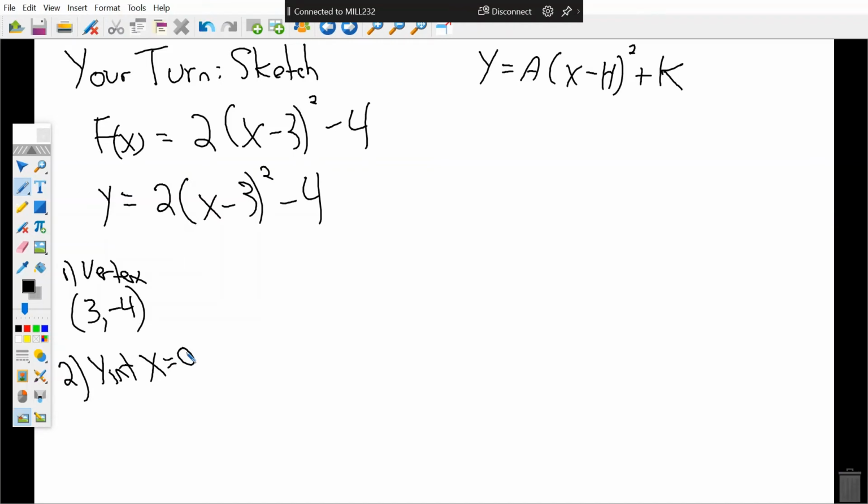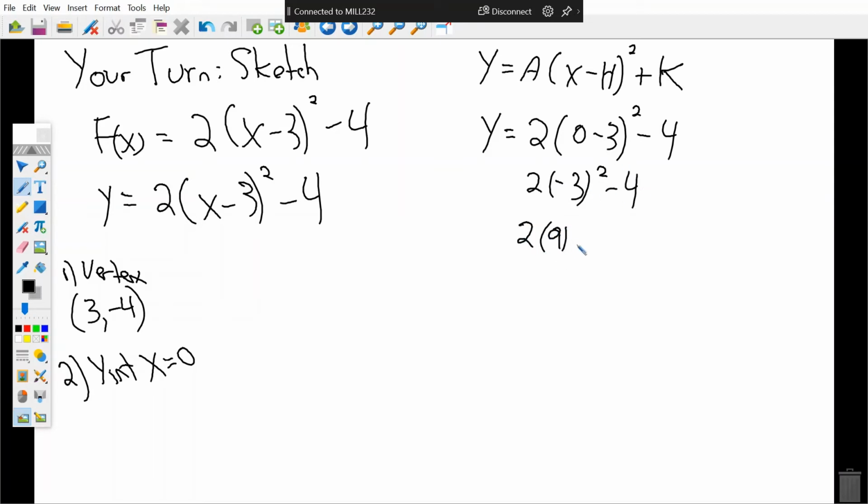I'll do that up here. So I put a 0 in for x: 0 minus 3 squared minus 4. 0 minus 3 is negative 3. Negative 3 squared is positive 9. 2 times 9 minus 4 is 18 minus 4 is 14. Okay. So the y-intercept is 14.